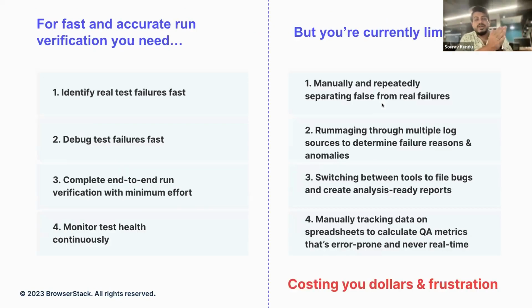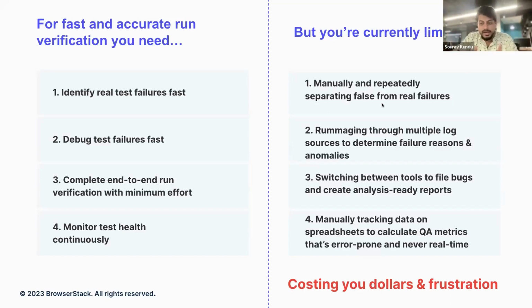So what happens is, on your left, what you're looking at is basically what you need to be doing. For test run verification, you actually have to identify real test failures. You have to segregate signal from noise. You have to then debug the root cause of those failures. And not only that, you have to also communicate it back to the developers. And the developers will also have to reproduce those issues and deploy a fix for faster turnaround time, right? And you also need to be measuring the quality metrics and monitoring the health of your test suite, right?